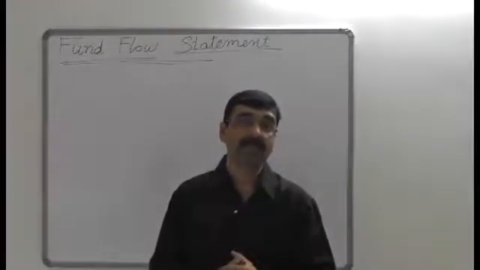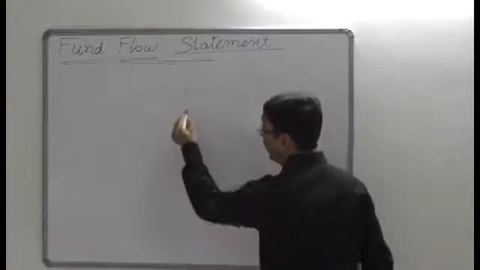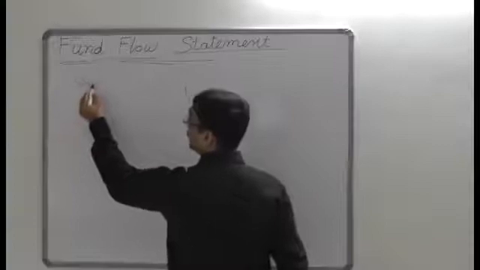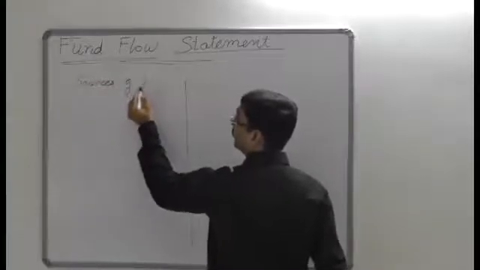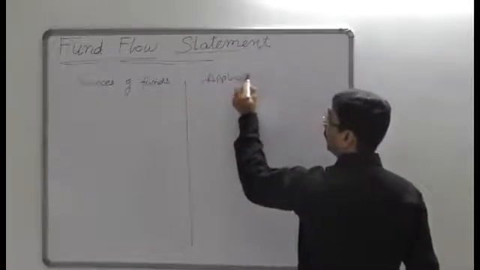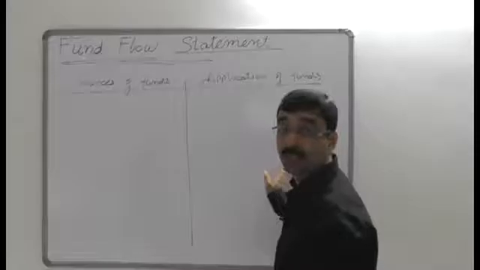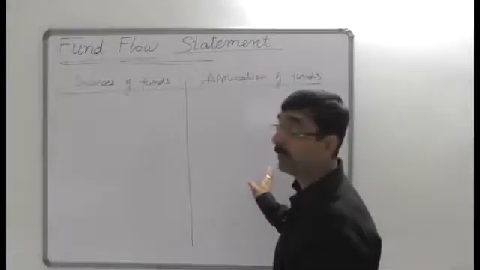A fund flow statement can be defined in 2 ways. The statement is prepared in 2 parts: one is the sources of funds, and the other is the application of funds. It is prepared in a T-shaped form. It can be prepared in 2 formats. One is a T-shaped form like this. On the left hand side, all the sources of funds would be recorded, and on the right hand side, all the applications of funds would be recorded.